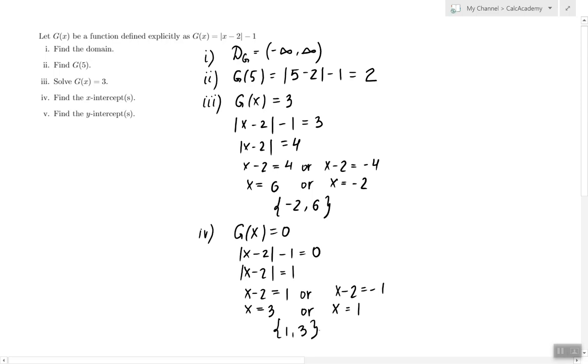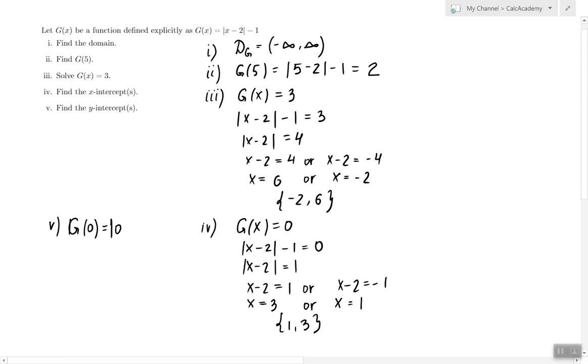And now to find the y-intercept means we have to evaluate g at 0. So that means we simply replace x with 0. So g of 0 is 1.